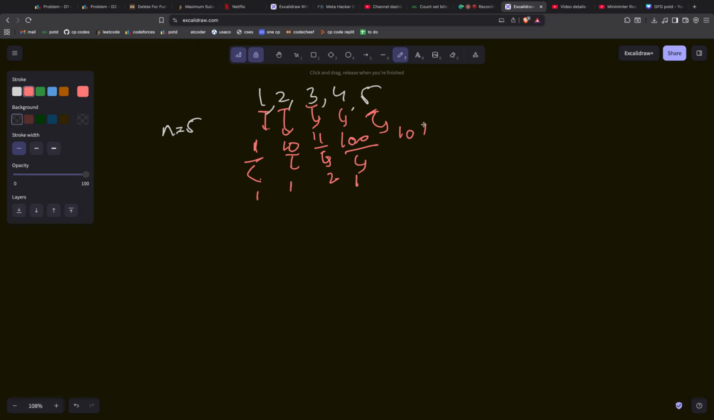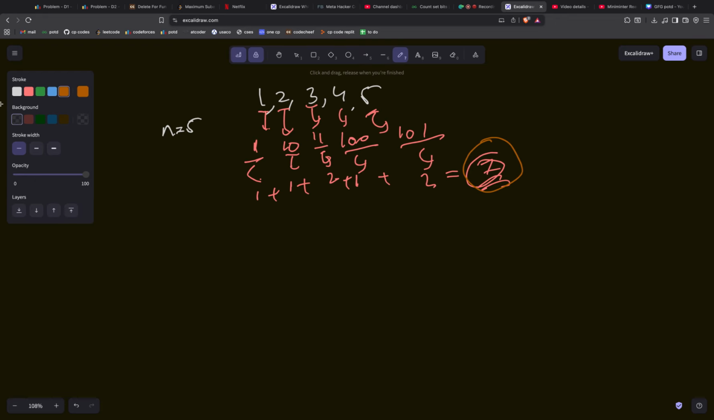And five has two set bits, 101. So the final sum would be 1 plus 1 plus 2 plus 1 plus 2, and that is 2, 4, 6, 7, right? So this is the final answer. Now what we need is this thing.